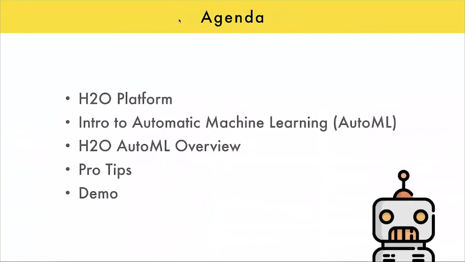Okay, so here's what we're going to talk about today. The H2O platform, I'll go into a little more detail about that. Then we'll talk about what is automatic machine learning, or AutoML. Then we'll talk about H2O AutoML, which is the H2O take on automating machine learning. Then I'll talk specifically about how to use the software, some tips, and if we have time, we'll do a demo at the end.